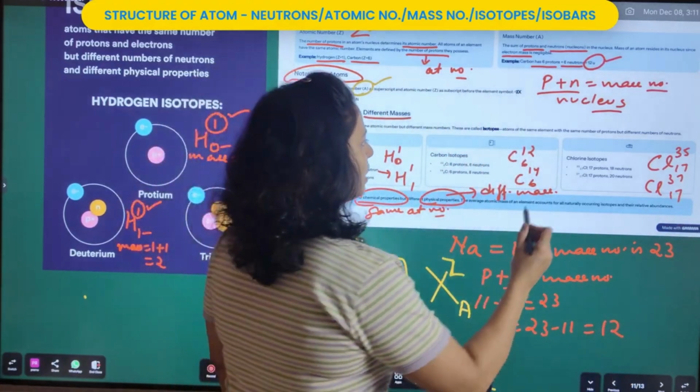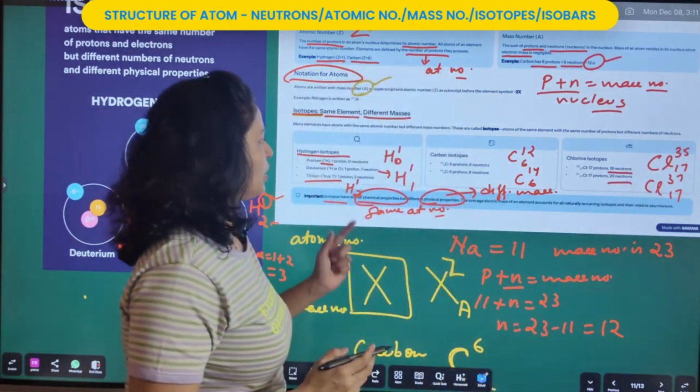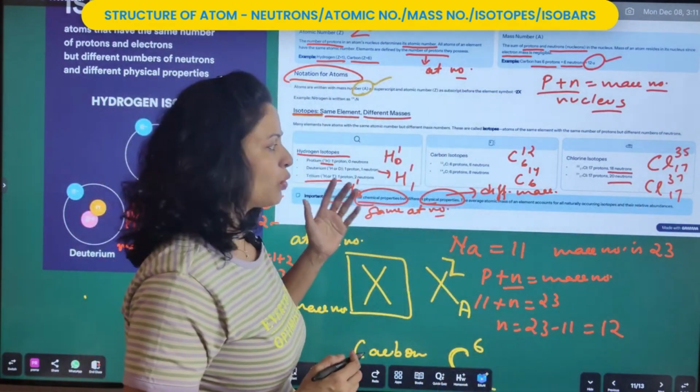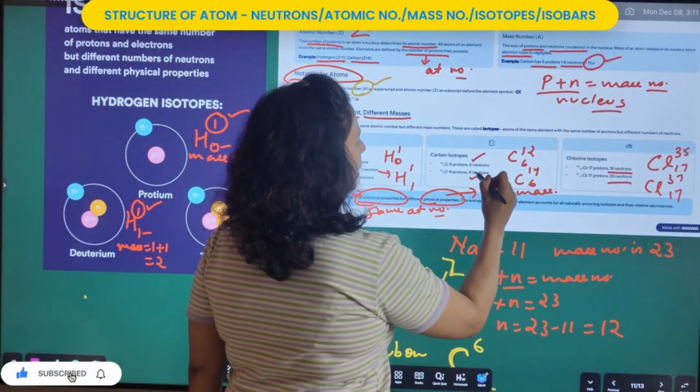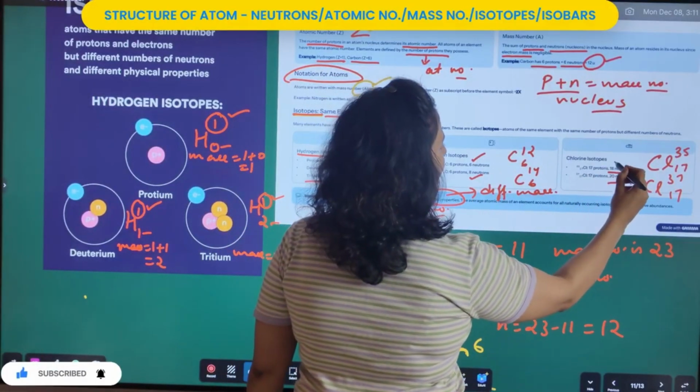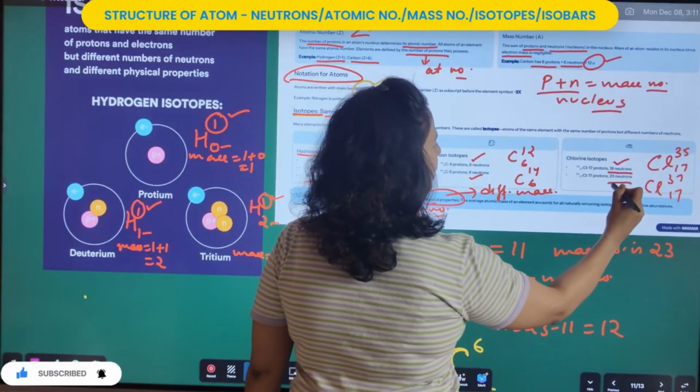So here if you see, the neutrons will differ. So when you see the isotopes, they have different neutrons. The protons will be the same but neutrons will differ. Here you can see carbon is having 6 neutrons, 8 neutrons here. And here chlorine 35 has 18 neutrons and chlorine 37 has 20 neutrons.